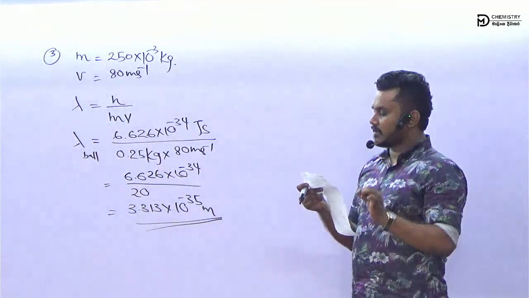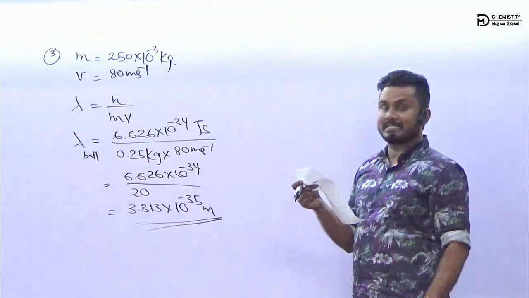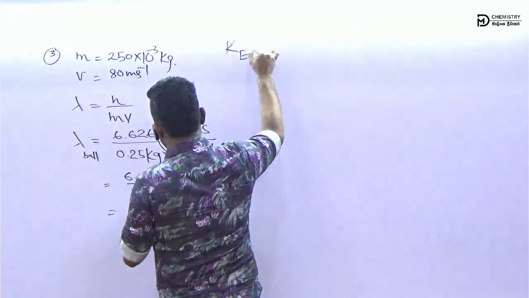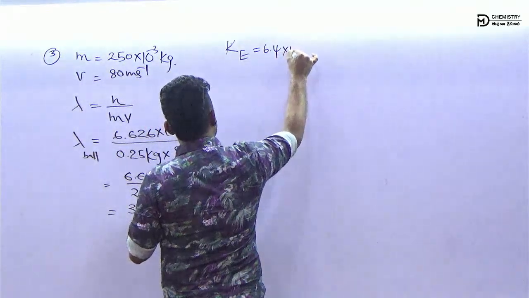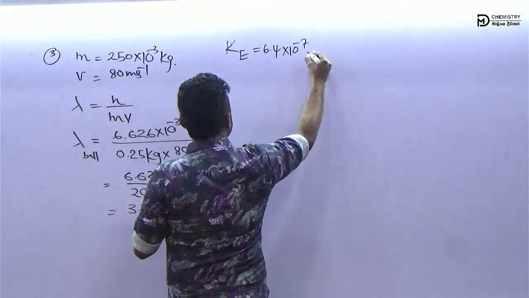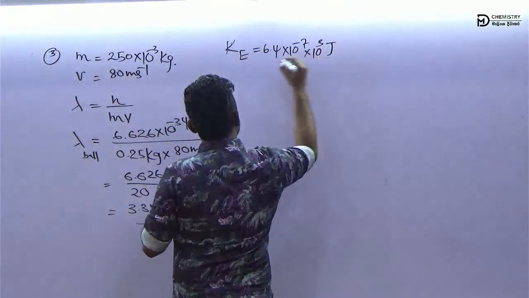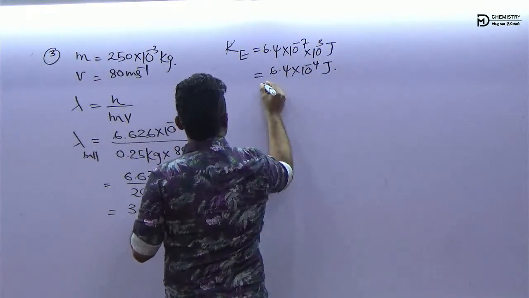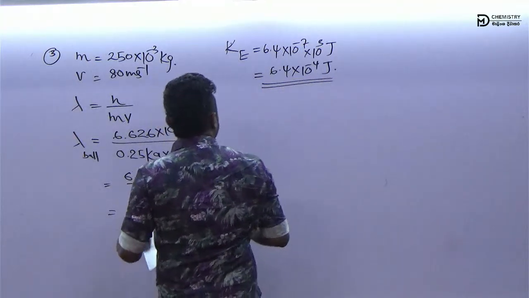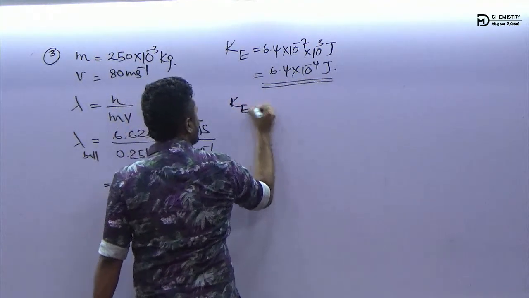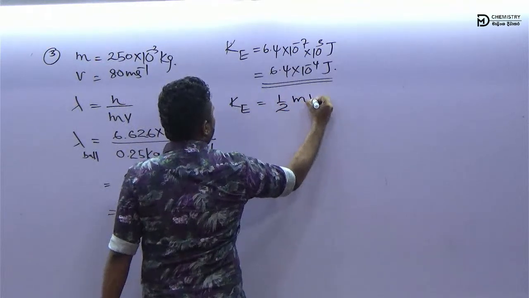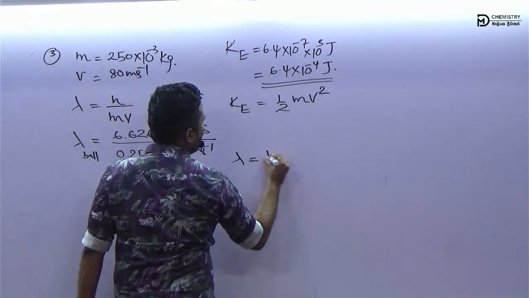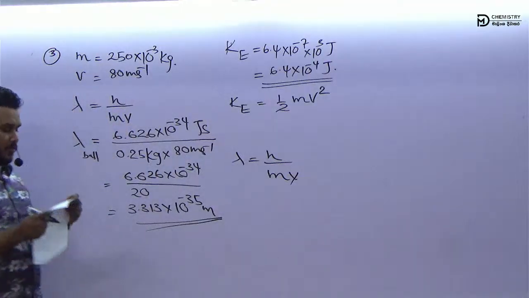Reason, guys, look at this one. Here the kinetic energy of a particle and mass is given. The kinetic energy of this object is given as 6.4 into 10 to the power minus 7 kilojoule. To convert kilojoule to joule, you have to multiply by 10 to the power 3. So your answer is 6.4 into 10 to the power minus 4 joule. This is the kinetic energy of the object. We know kinetic energy is equal to half mv squared.